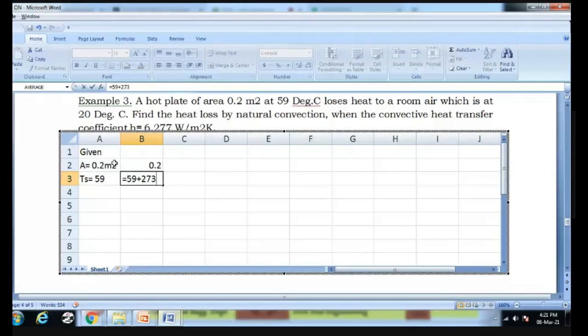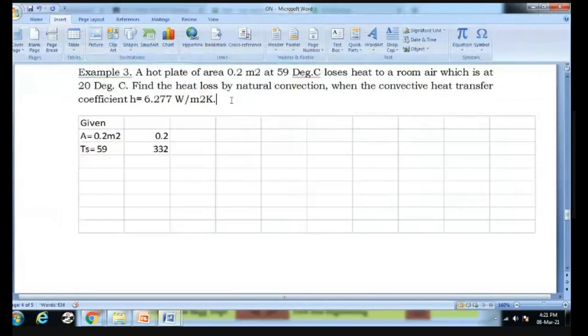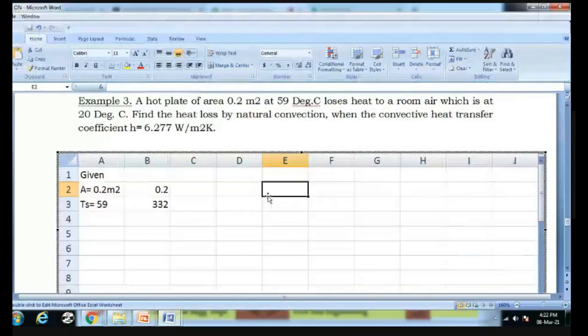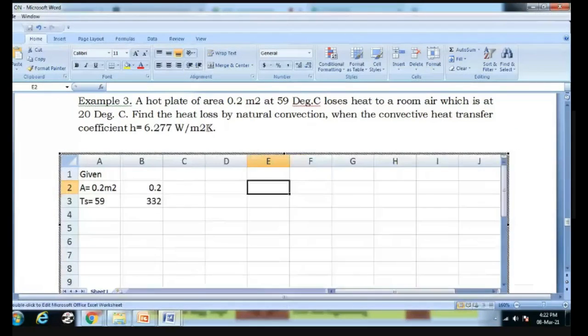So actually it is 59 plus 273. Why do we have to do 59 plus 273? Because what you see here, this heat transfer coefficient is given in watt per meter square Kelvin. That's why you have to add 273 here.